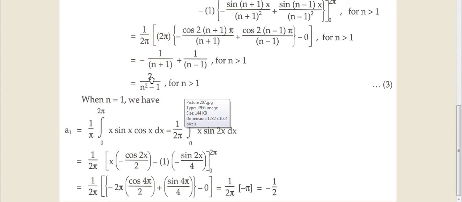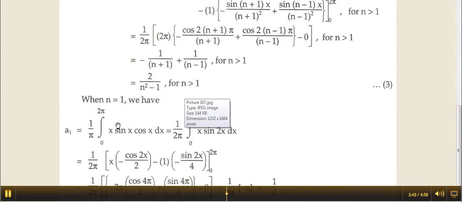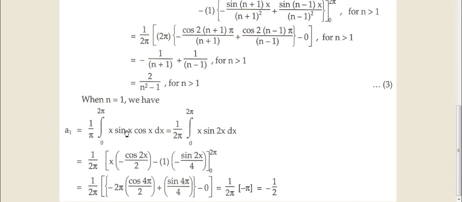Okay. Now next is this. When n equals 1, then what? So just put n equals 1. Instead of n, just put 1, 1, 1 and you will get this answer, sin 2x. Now again the same uv formula, and then you will get this answer. Always remember 0 to 2π. So substitute 2π once and 0 once.